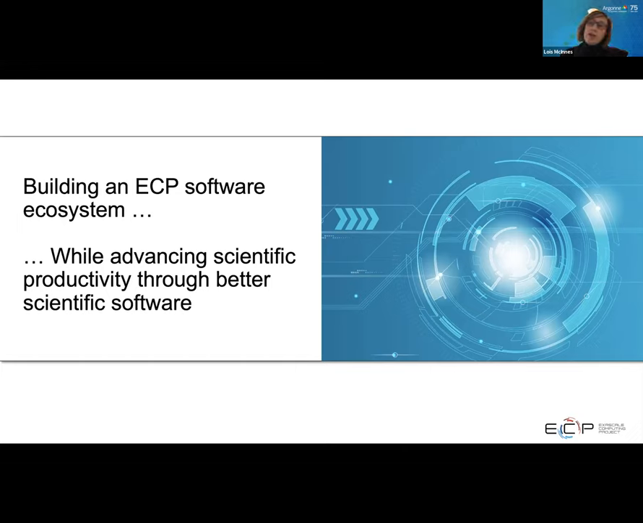So this concludes the first part of what I'd like to discuss today, sort of laying the groundwork for what some of our challenges are. And this would be a great place to pause if people have questions. After this, we'll move forward to talk more about software ecosystems and strategies to advance our productivity and sustainability.